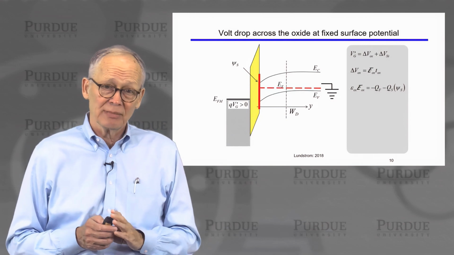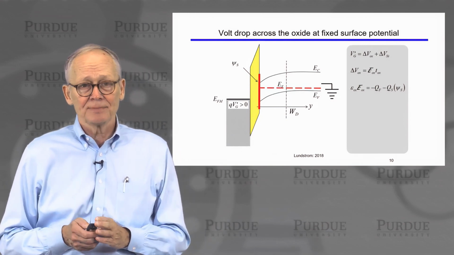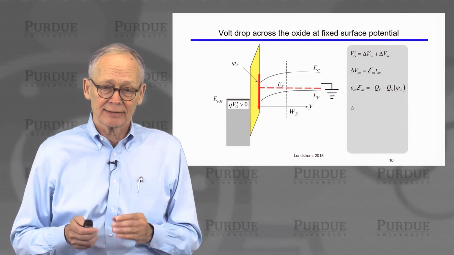So we're going to reduce the magnitude of the electric field in the oxide. We're going to reduce the volt drop across the oxide.